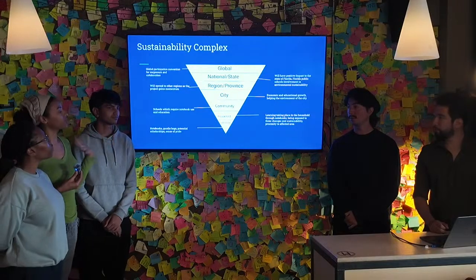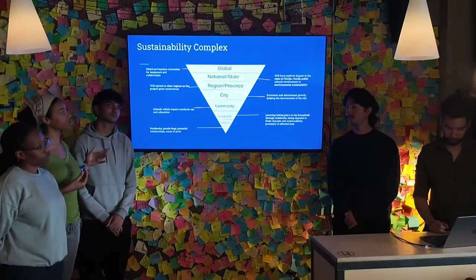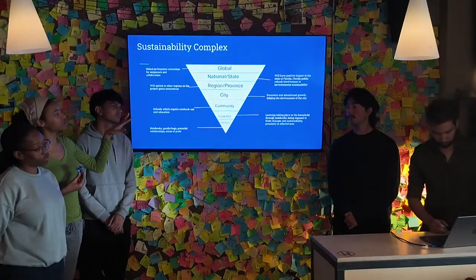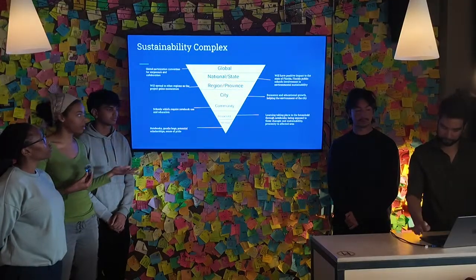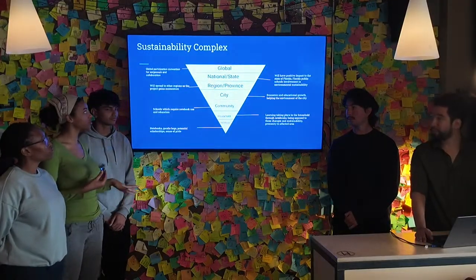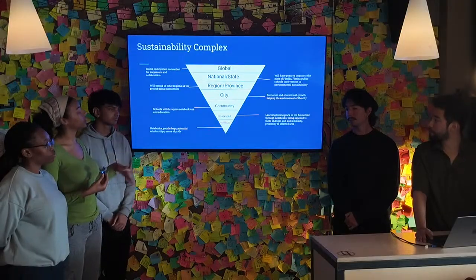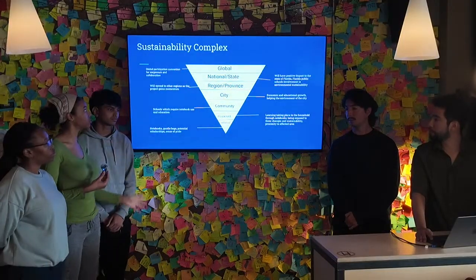Region, as our project gains momentum, it will spread to other regions of the state. And then statewide, it'll have an impact to the state of Florida. And then hopefully Florida public schools can have some involvement in environmental sustainability. And then globally, there can be like global participation and conventions.